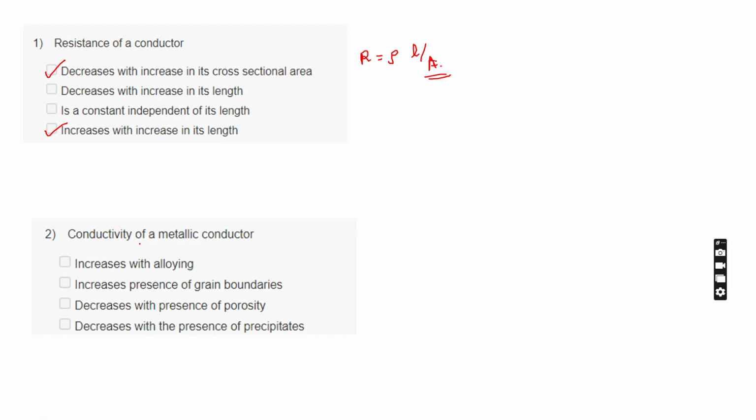Now see the conductivity of a metallic conductor. What will be the possible answers of this? So conductivity is nothing but 1 by rho.